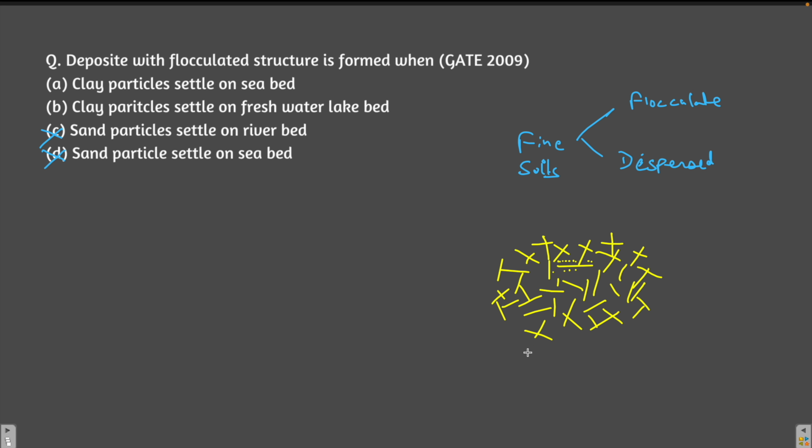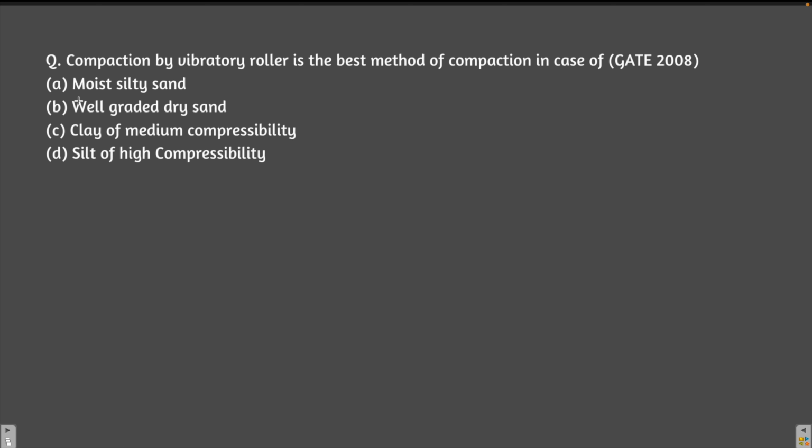The sea water contains salt, which in turn contains many charged particles. You know, sodium chloride, Na plus, Cl minus, MgCl2, Mg2 plus, Cl minus. So these sorts of charges are present in the seawater. So definitely you will find flocculated structure in clay particles on the seabed and not in the lake water. Okay, now let's move ahead to the next question.